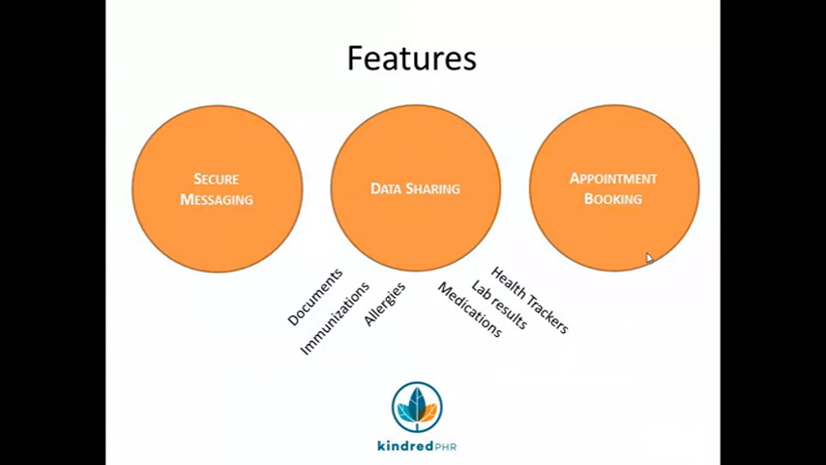If we were to look at the features of Kindred PHR, there are 3 distinct features that are available to the end user and the clinic. There's secure messaging, data sharing, and appointment booking. And you'll see just below data sharing, I've listed very clear elements that are integrated with the OSCAR EMR system. So we've got full integration with documents, immunizations from the preventions module, allergies, medications, lab results, and health trackers, which are a few of the built-in measurements within OSCAR.